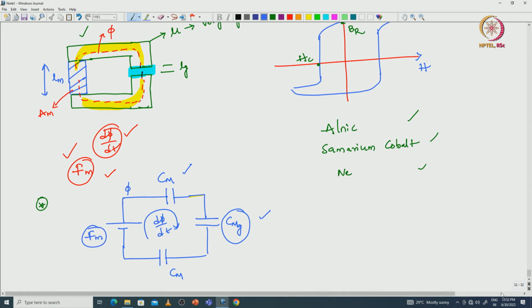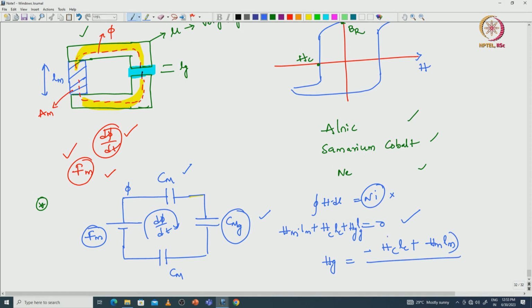Step 3, we will apply Ampere's law. Integral H dot dl is equal to N into I. Here there is no N into I term with respect to the winding, so it is equal to 0, and the permanent magnet term is Hm into Lm. With respect to the core, Hc into Lc, and with respect to the air gap, Hg into Lg. This is the MMF equation as per Ampere's law. From here, Hg, the magnetic field intensity with respect to the air gap, is equal to minus of Hc Lc plus Hm Lm divided by Lg. This is equation number 1.